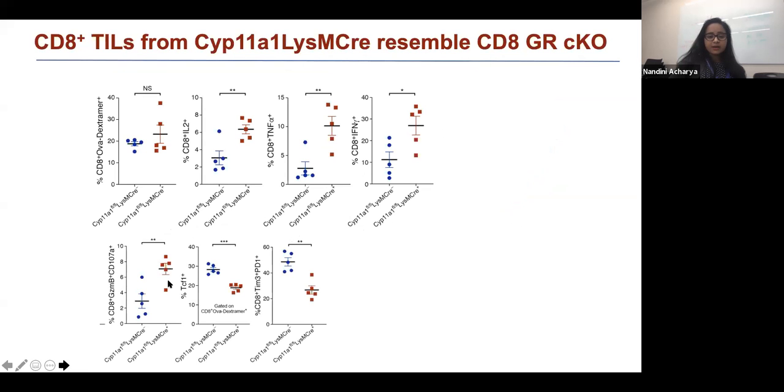And we wanted to look at the functional status of CD8 T cells in these wild type and knockout mice. And what we saw was pretty much similar to what we had observed previously with the glucocorticoid receptor knockout mice. So here too, we found that there was no significant difference in the frequency of antigen-specific cells, but in the knockout mice, the CD8 T cells had higher ability to produce the pro-inflammatory cytokines IL-2, TNF-alpha, and interferon gamma, and also had higher ability to express the cytotoxic molecules granzyme B and CD107. Interestingly, they had lower frequency of TCF1, and also lower expression of the checkpoint receptors TIM3 and PD1.